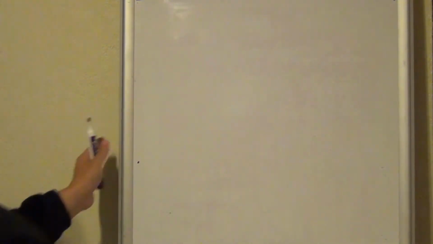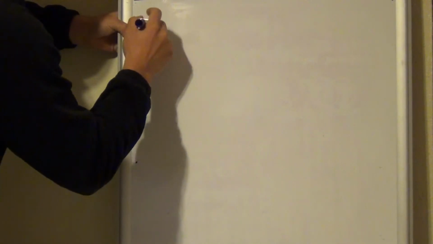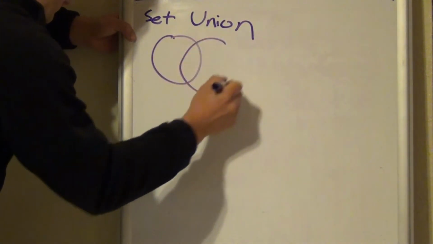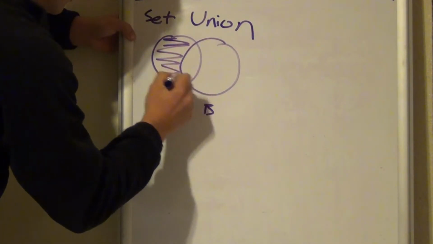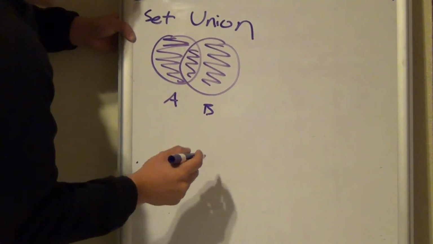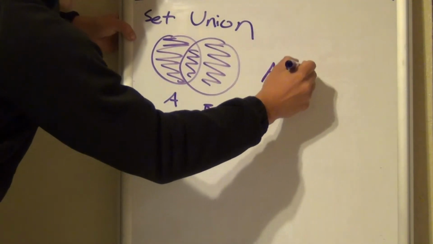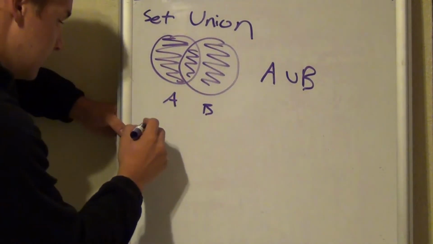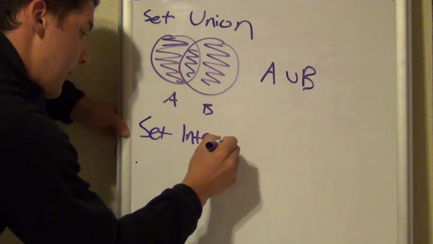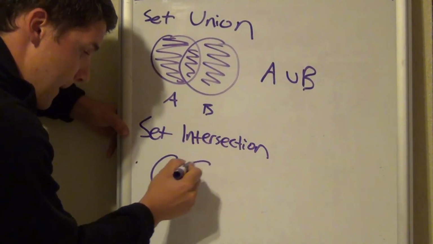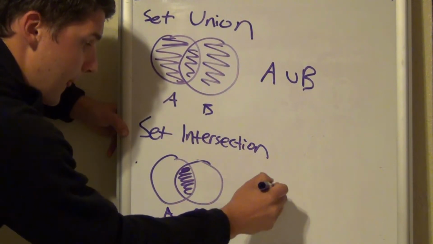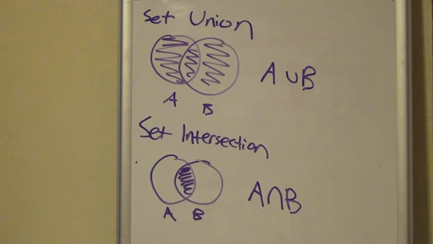Now the way you can remember, and I'll leave you with this one: if you have two sets, say this is set A, this is set B, union covers everything. So this is A union B, and you can remember it because the symbol for union looks like the first letter of the word union. Now set intersection is just the elements that are in both A and B. And that's pretty much all they can ask you about sets.